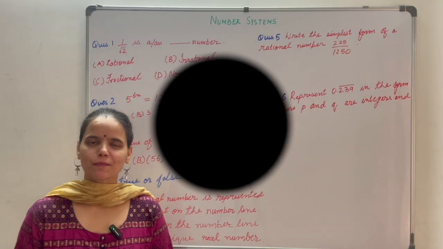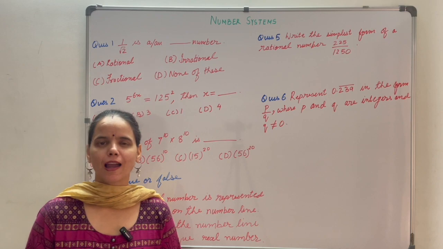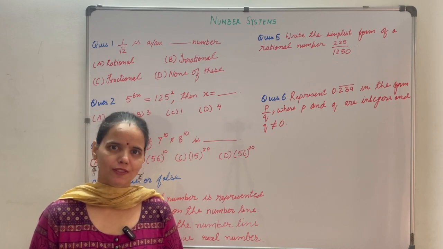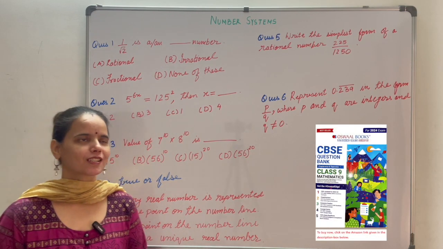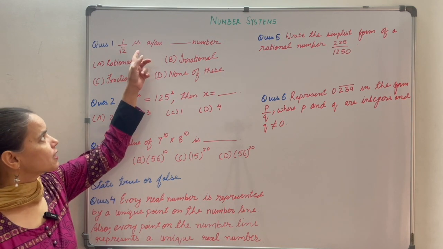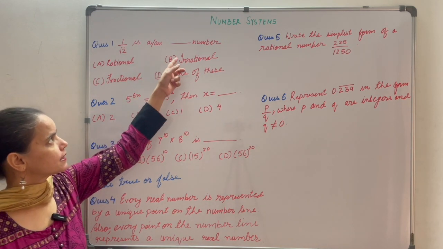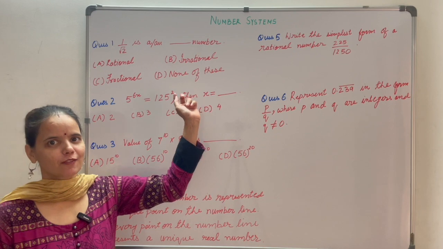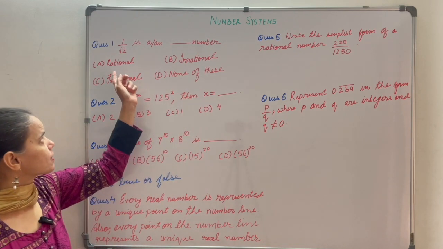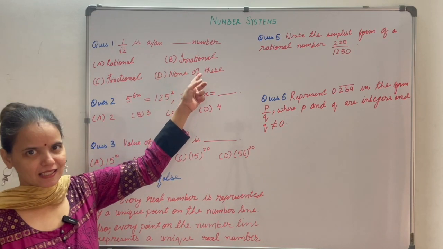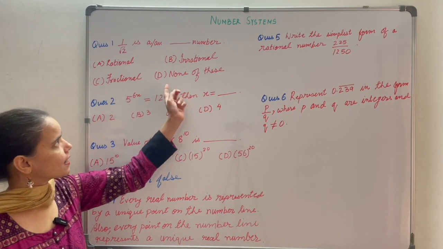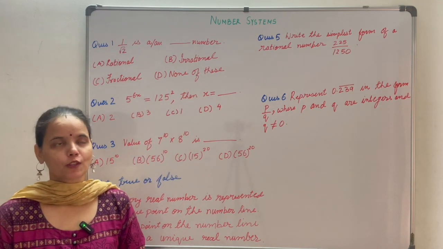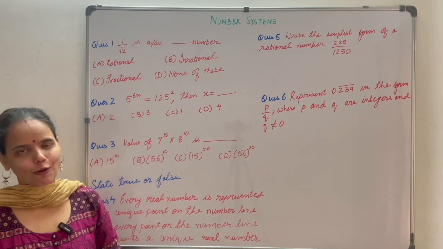Let's solve some questions on number systems. I have taken all these questions from Oswaal Books. So the first question is 1 upon root 2 is a dash number. So here we have got four options. A option is rational, B is irrational, C is fractional, and D is none of these. So you have to look out for the correct option here.